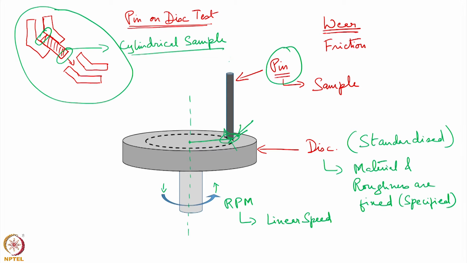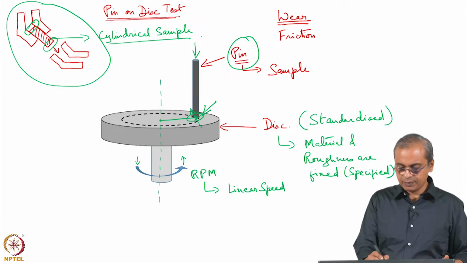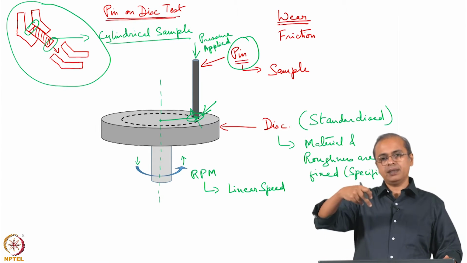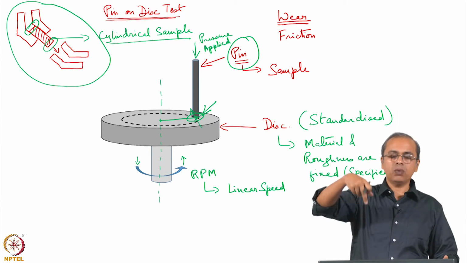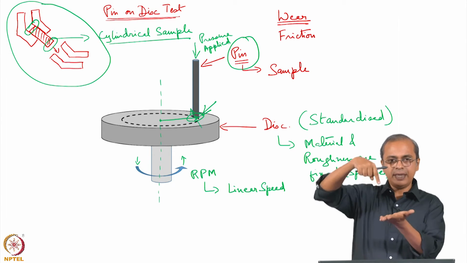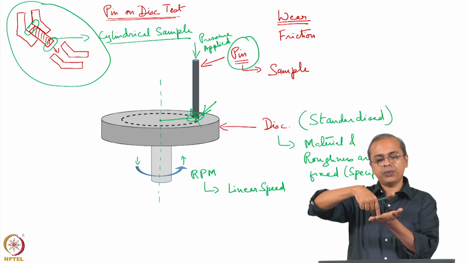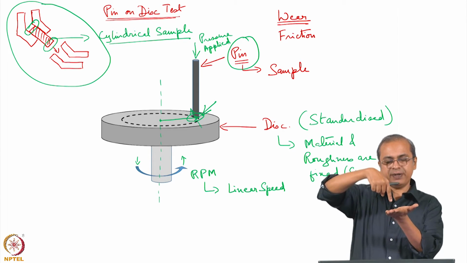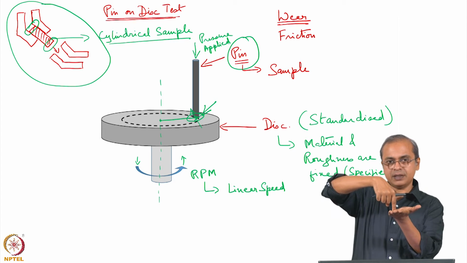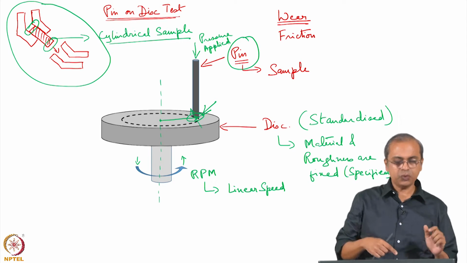The other thing that we specify is the force or the pressure. So, the pressure applied, the pressure with which you are forcing the pin down on the disc. So, the disc is rotating and you force the pin down on that disc with some pressure. So, that is something that you specify. You specify this pressure with which it is pressed down, and you also specify the RPM with which it is rotating. So, those two things you specify.